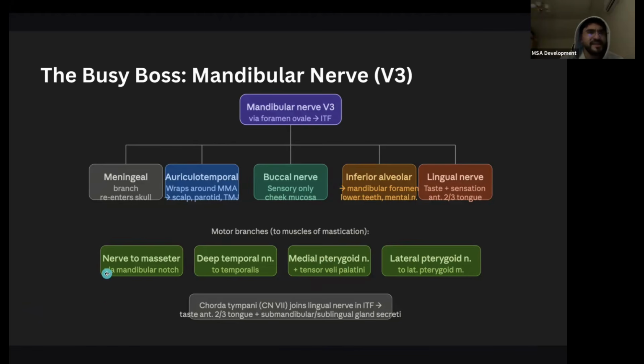Now you might say, how does the mandibular nerve provide, through the lingual nerve, taste and sensation? It's just that the chorda tympani, which comes from the facial nerve, is going to join the lingual nerve in the infratemporal fossa. Hence, through the lingual nerve, you'll get the taste and sensations of the anterior two-thirds of the tongue. Okay. So that's pretty much it for the infratemporal fossa.